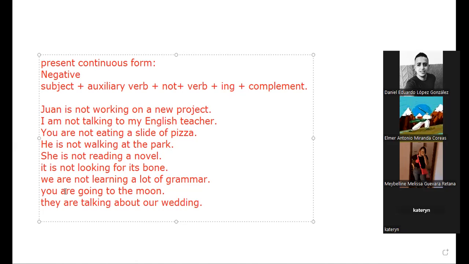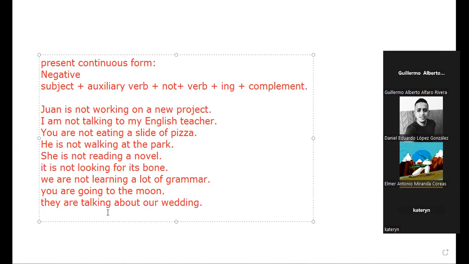Maybelline, ahí está. No, Catherine, ahí está. Sí, okay. Teacher. Okay, ¿quién es? Maybelline. Hágame esta, Maybelline. You are not going to the moon. Yes, you're not going to the moon. Okay, very good.